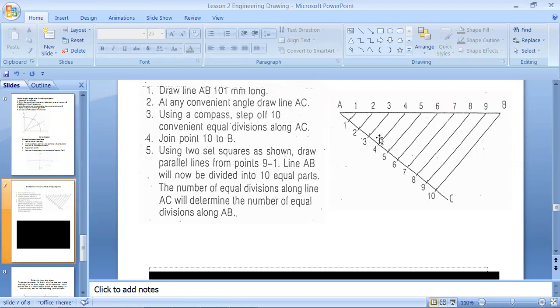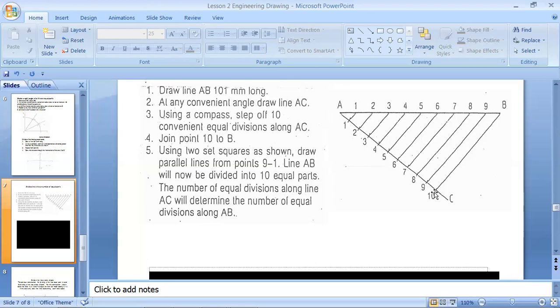We open the compass then, a smaller distance, about 6, 7, 8, 9, 10 millimeter. The size doesn't matter. Stand at point A and mark here on the acute line. Standing from 1, you mark point 2. Standing on 2, mark 3, standing on 3, mark 4, and so on. You create the 10 marks.